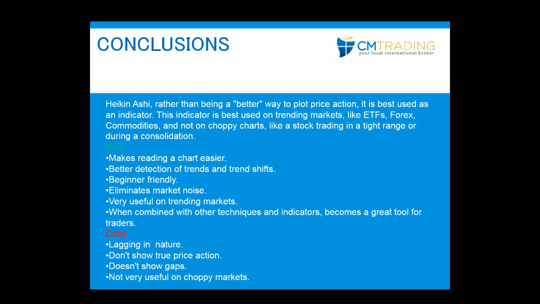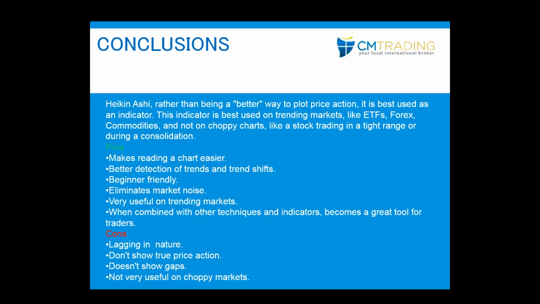So the conclusions. The pros of the Heiken Ashi: it's much easier for you to read the chart. You can detect the trend and the shift in trend very easily. It's very user-friendly, good for beginners. It eliminates all of the spikes, all of the market noise you have on a Japanese candle. Very good in a trending market. And in combination with other indicators such as the stochastic, which I'll show you, it's a great tool for making money.